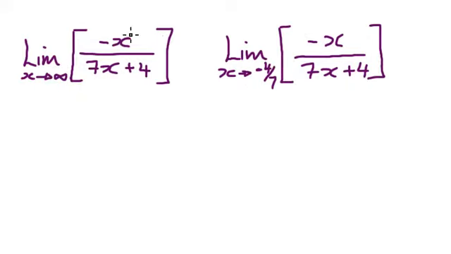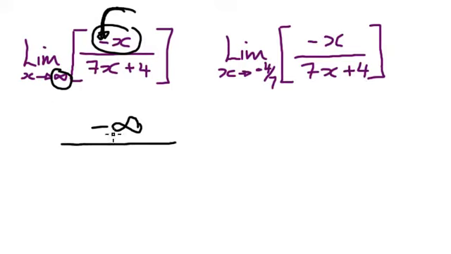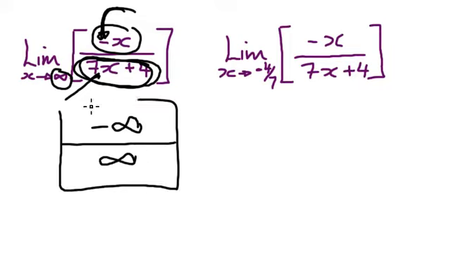Okay, so if you look at this here, try to imagine what happens as x gets bigger and bigger and bigger and heads towards infinity. Well, the top part will head towards negative infinity, because x is heading towards positive infinity, but because you've got a negative here, it really heads towards negative infinity. And then looking at the bottom part here, as x gets bigger and bigger, the whole part will head towards infinity. So here you can't really deduce much. Infinity over infinity or negative infinity over infinity, you can't deduce much.